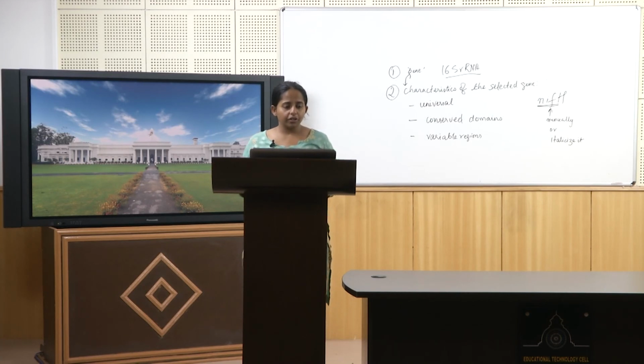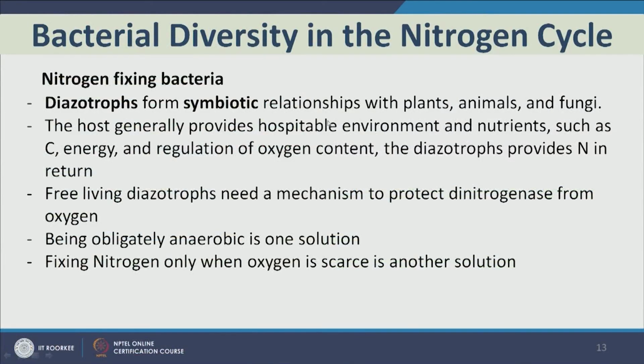Alrighty. Now sometimes diazotrophs will form symbiotic relationships with plants, animals and fungi, which is very important for plants like legumes, and in this case the host will give them a nice environment to live. It will give them all nutrients such as carbon source and energy. It will also regulate the oxygen content, making sure that they are not exposed to excess oxygen, and diazotrophs in return will provide the fixed nitrogen to the host.